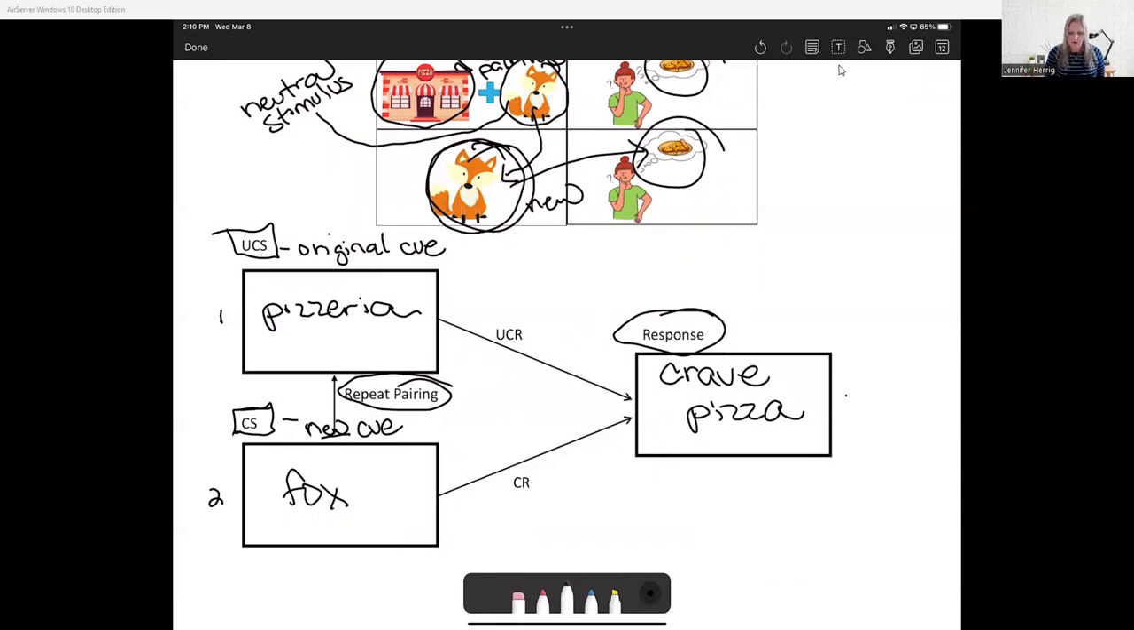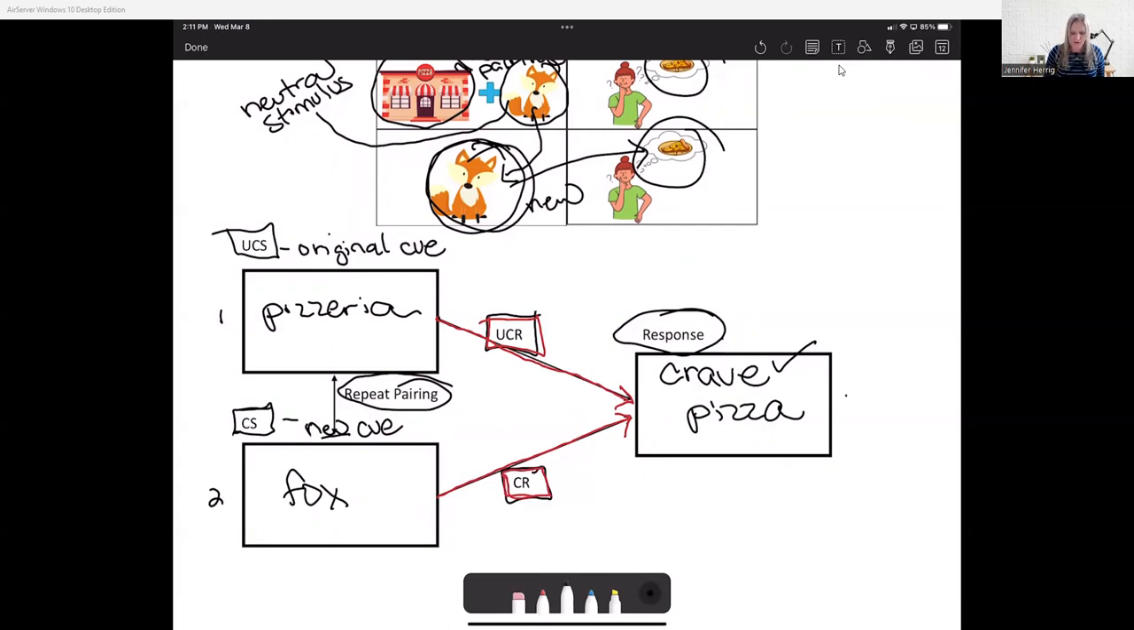And then we can determine our unconditioned response and our conditioned response, how we label that, based on what we've got going on here. So we know the response is craving pizza. If she craves the pizza because she sees the pizzeria, then we know that is our unconditioned response, because that's what was originally happening. But if she craves pizza because she sees the fox, that's our new response. All right, we're craving pizza because we see a fox. That's our new response. So that's our conditioned response.